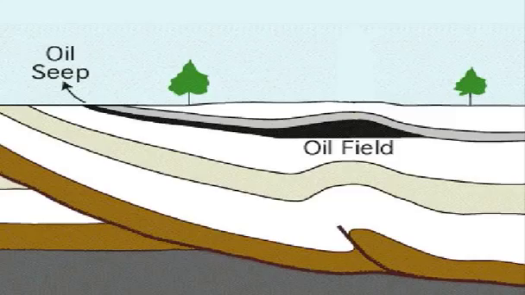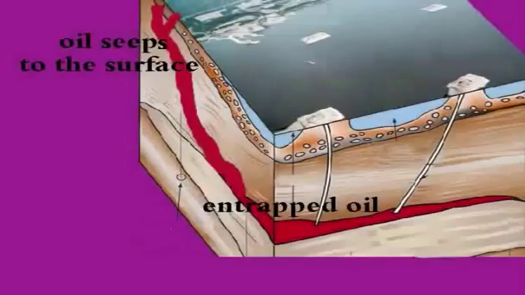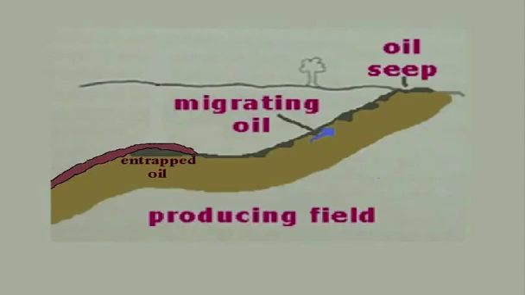In this image of a hypothetical oil seep, you can see that entrapped oil is still present nearby. Here is another example. Oil is trapped but is overflowing because there is so much. This is called a spillover of a trap.